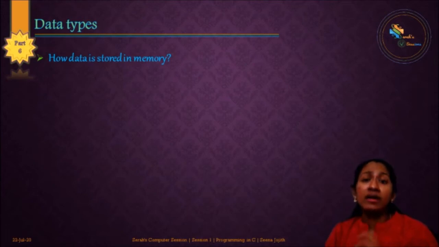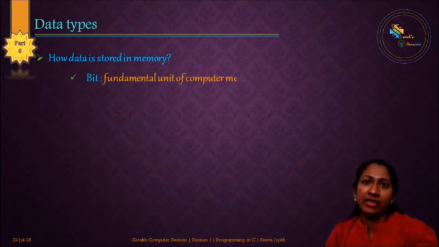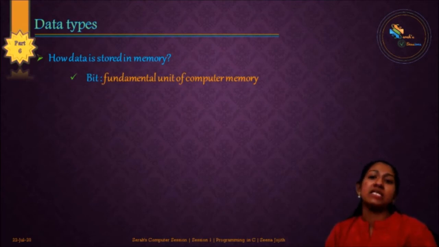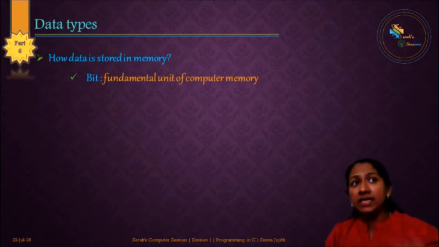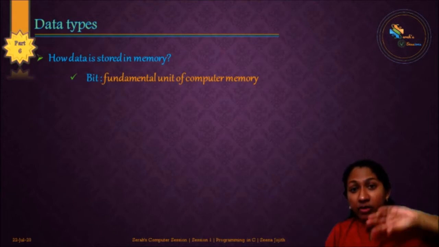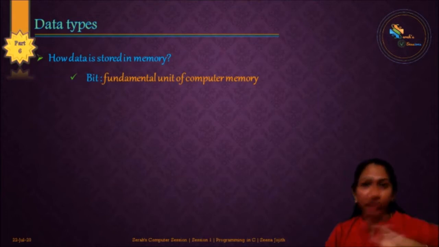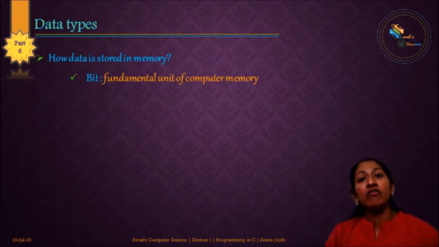So what are 0 and 1? Well, what is 0? What is 1? They are binary digits, or else we can say that they are bits. So what is a bit then? Bit is the fundamental unit of computer memory. Suppose we are allocating a certain amount of memory for a data, we can say that a certain amount of bits are allocated to that data.